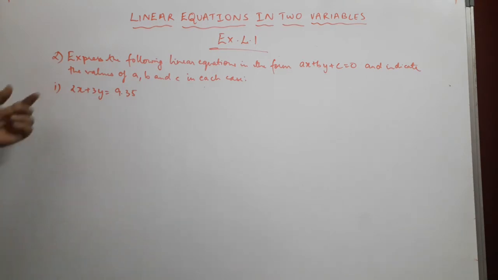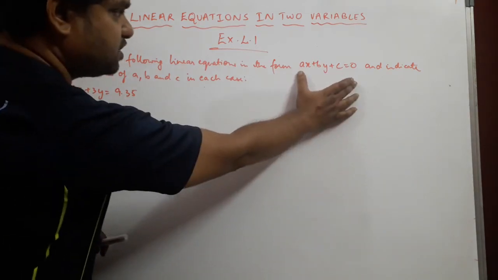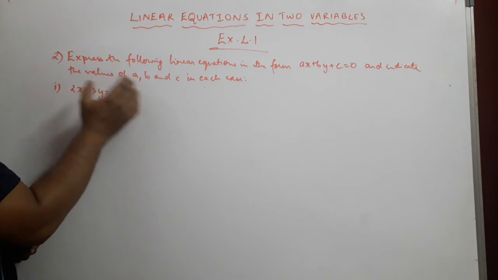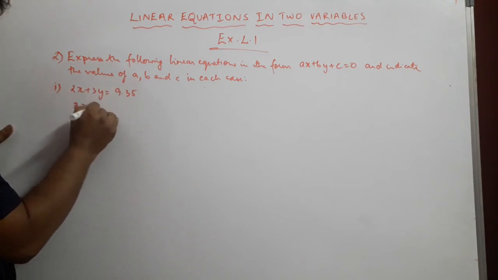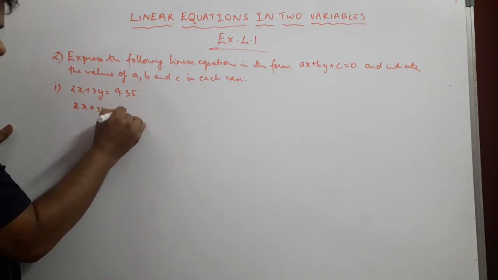So let's begin with our first problem under the second question from exercise 4.1. It says 2x plus 3y equal to 9.35. So if we have to compare it in this form, whatever is on the right hand side, we'll have to bring it on the left hand side. So let's do that first. 2x plus 3y minus 9.35.